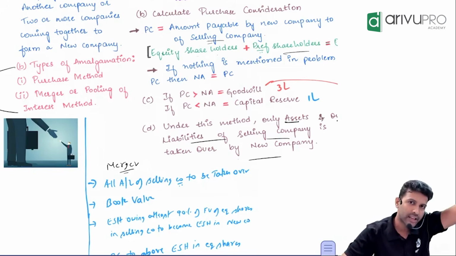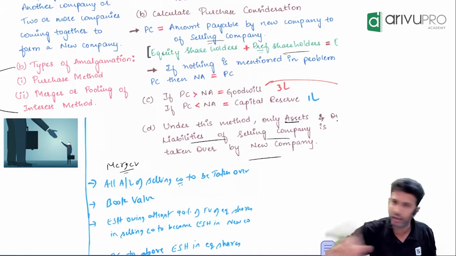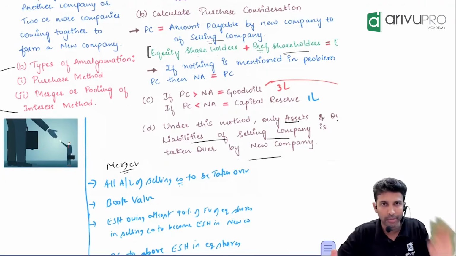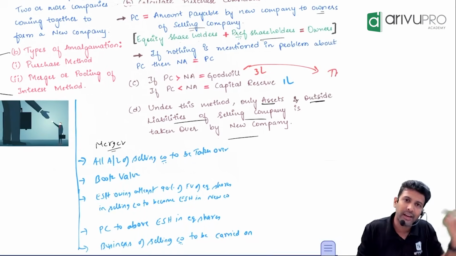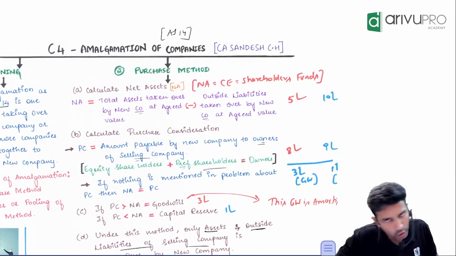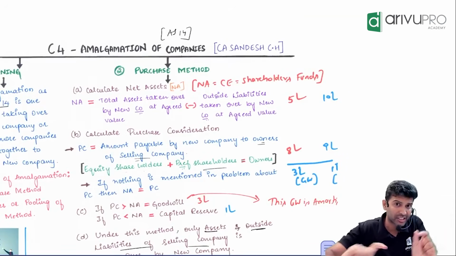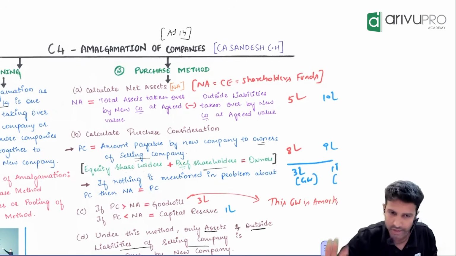PC payable to the equity shareholders of the selling company has to be in equity shares only. Other than new equity shares, you cannot give anything as PC, otherwise the merger condition will be violated. Fifth, you should have an intention to carry on the business of the selling company. How long is not specified. Now, purchase method has certain steps. Is purchase method a reshuffling or an actual business purchase? It's an actual business purchase.